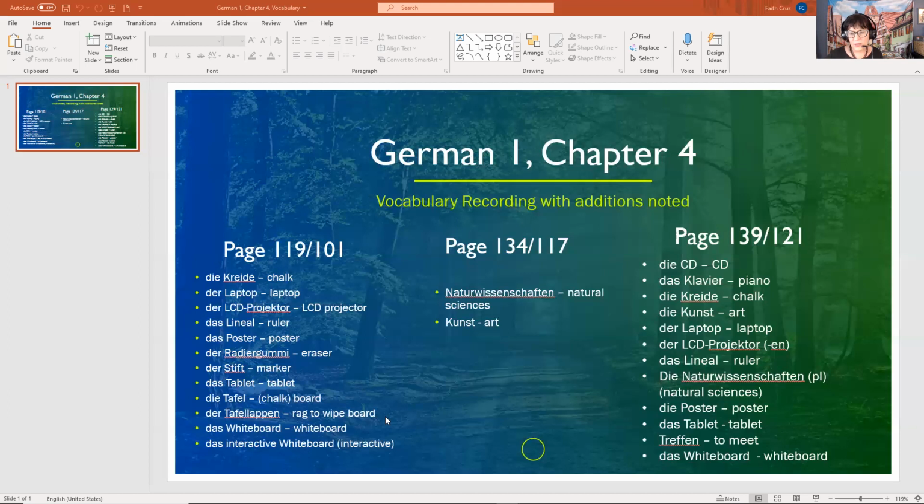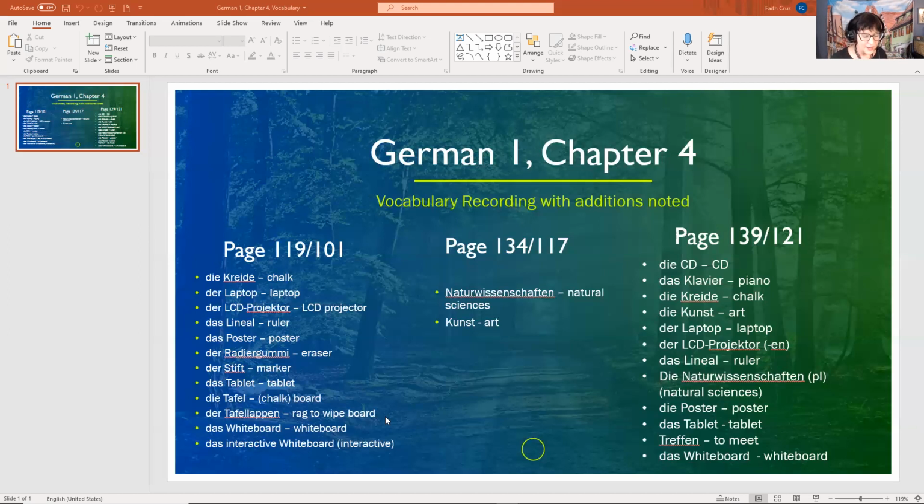So let me just direct your attention to the slide for a minute. So you have die CD, right? Klavier, Kreide, Kunst, and then Laptop, LCD-Projektor, Lineal, Naturwissenschaften, that is a plural word. It's the natural sciences. Poster, Tablet, treffen, that's a verb that means to meet, and das Whiteboard. So those are the differences in the books. All right, now let's go through.